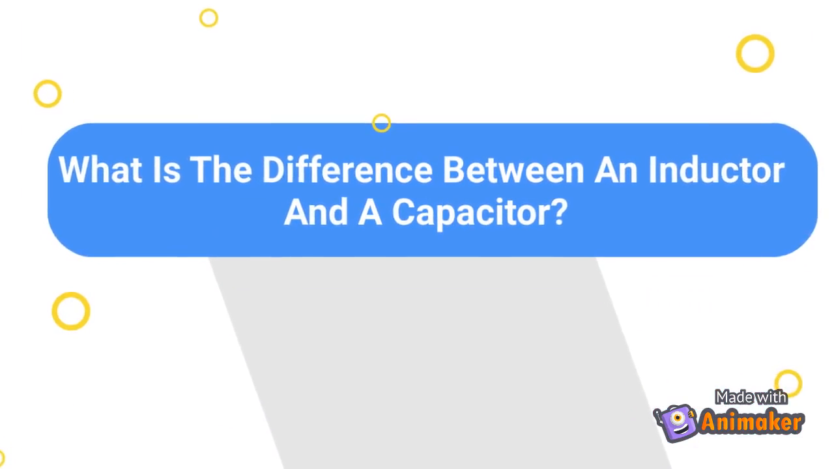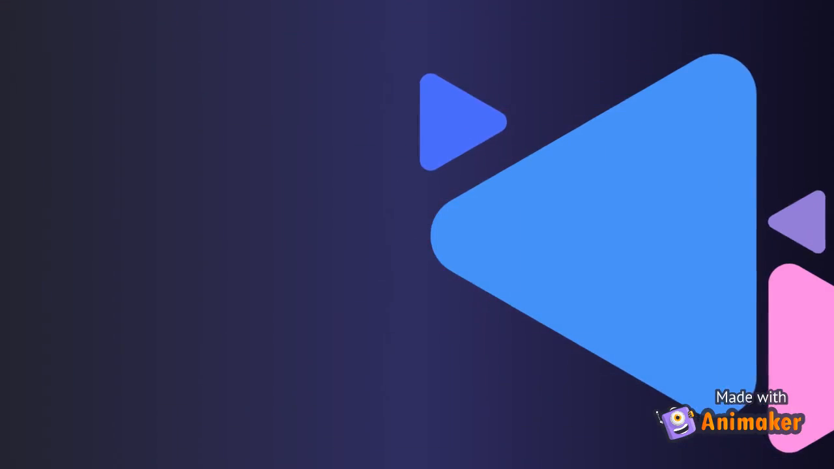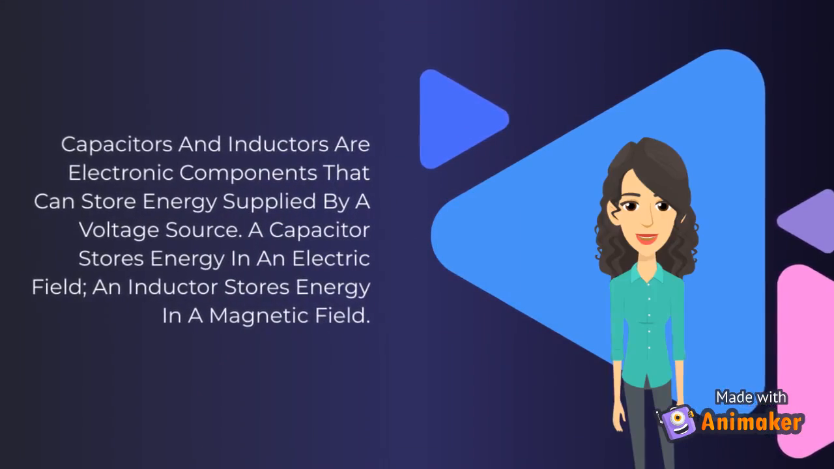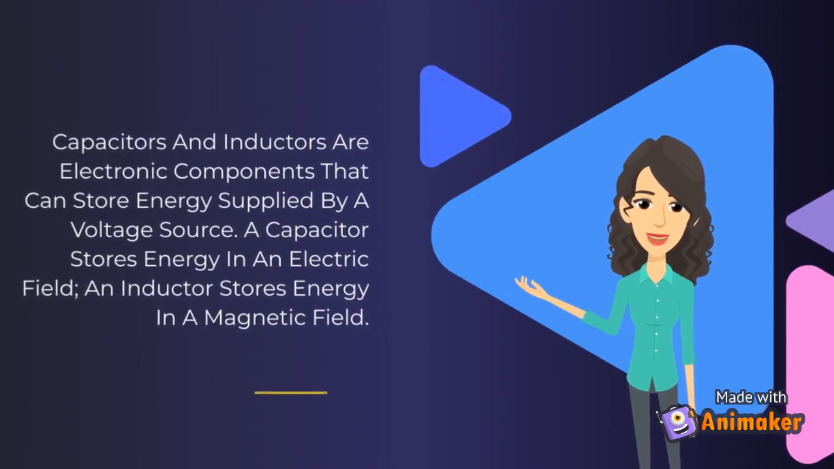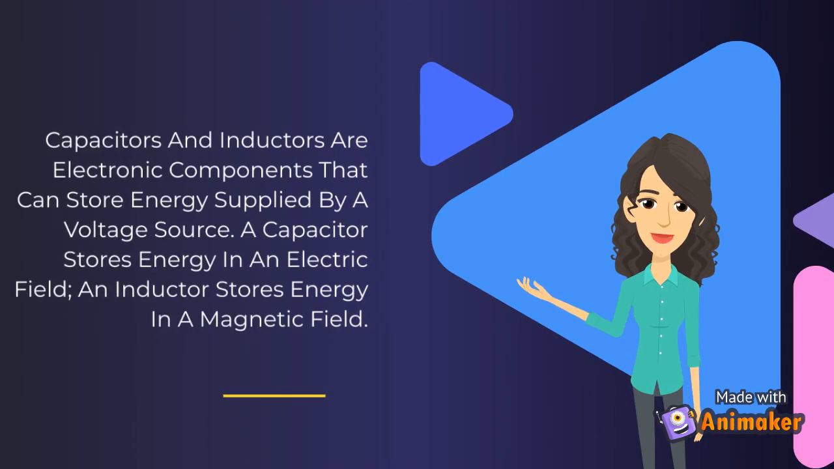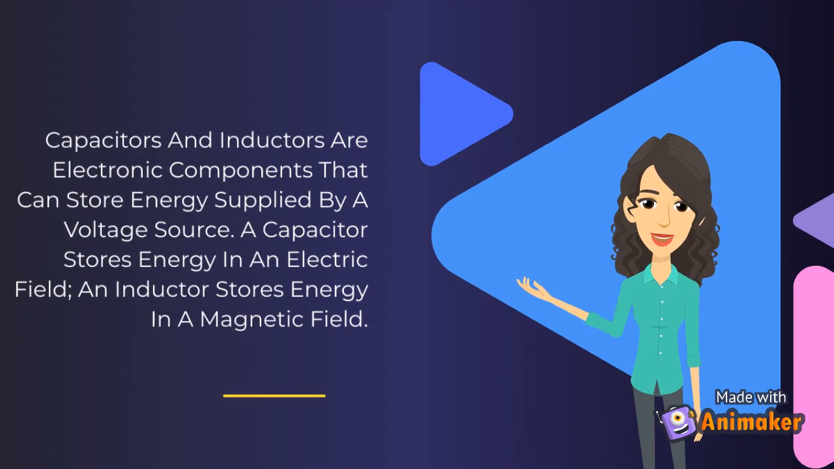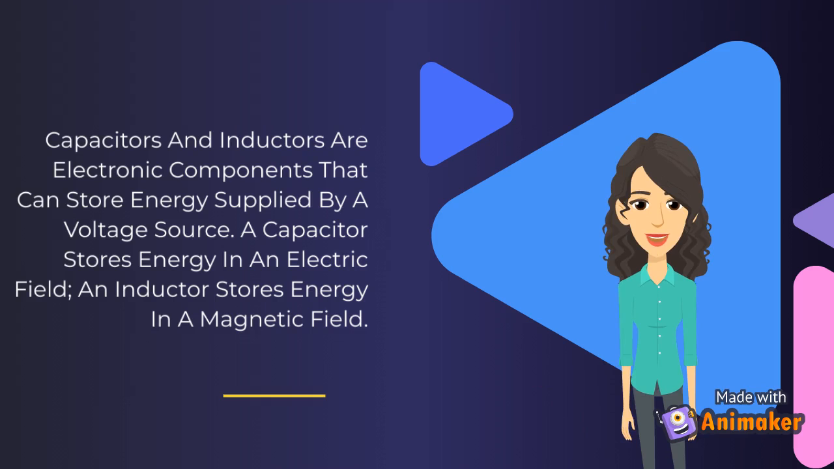What is the difference between an inductor and a capacitor? Capacitors and inductors are electronic components that can store energy supplied by a voltage source. A capacitor stores energy in an electric field, while an inductor stores energy in a magnetic field.